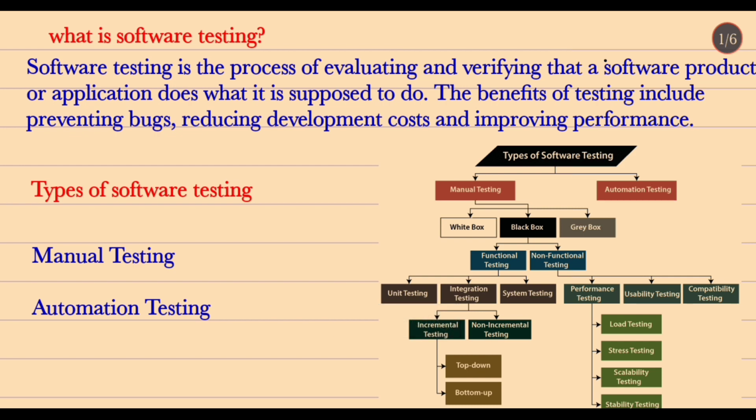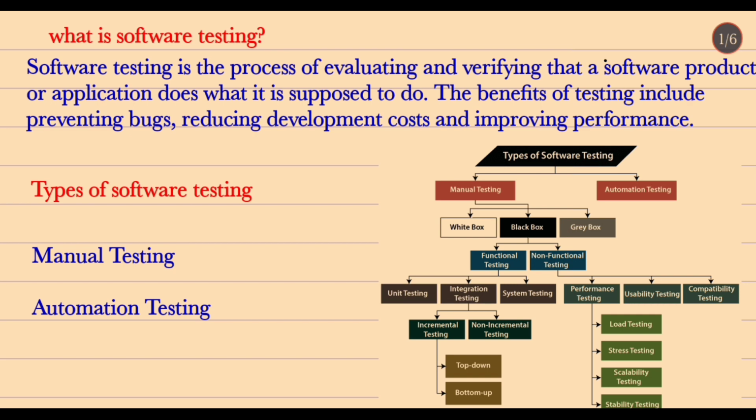Let's know about something. What is software testing? Software testing is the process of evaluating and verifying that a software product or application does what it is supposed to do. The benefits of testing include preventing bugs, reducing development costs, and improving performance. It is like we are preparing some food and we are testing before serving. Same like that.